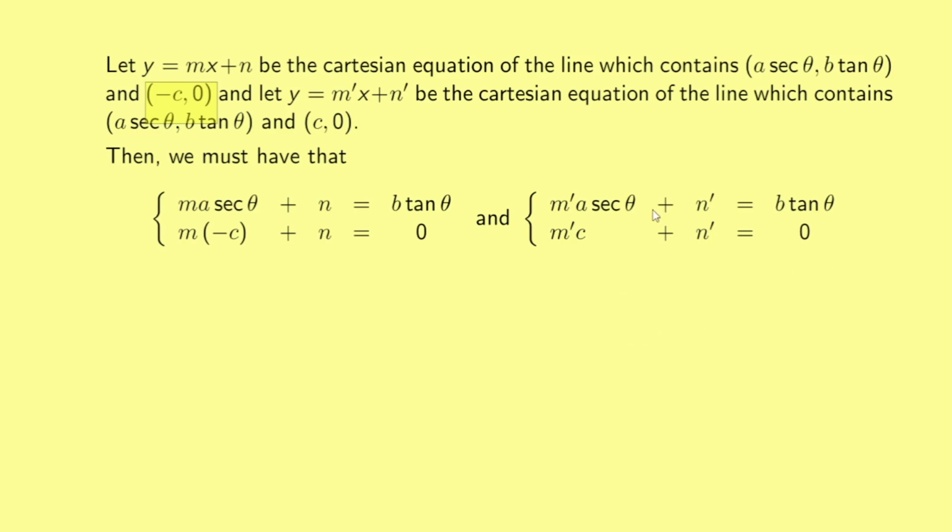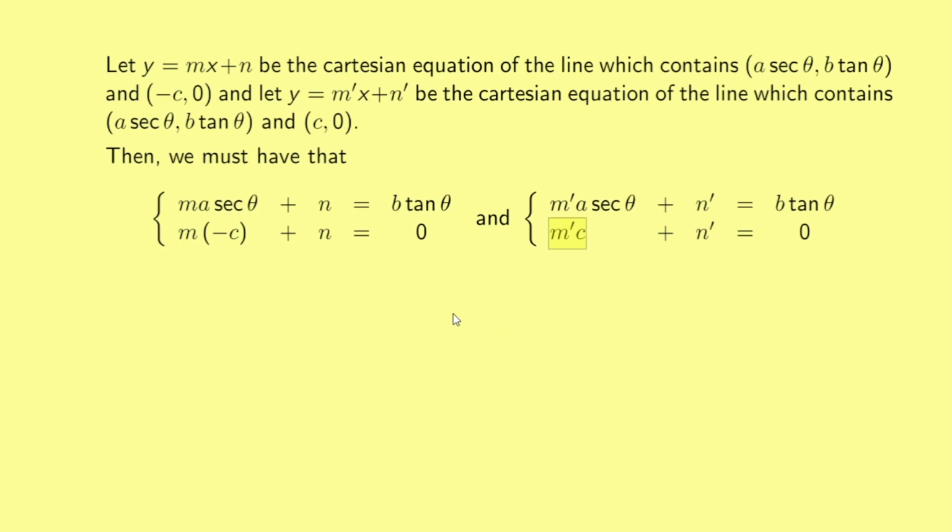And I do a similar thing for the second line. So I have this equation here: I put a secant theta, so m prime times a secant theta plus n prime equals b tangent theta, and then m prime times c plus n prime equals 0.